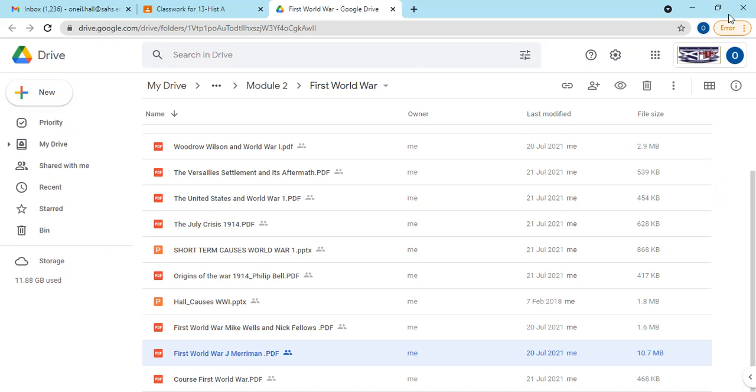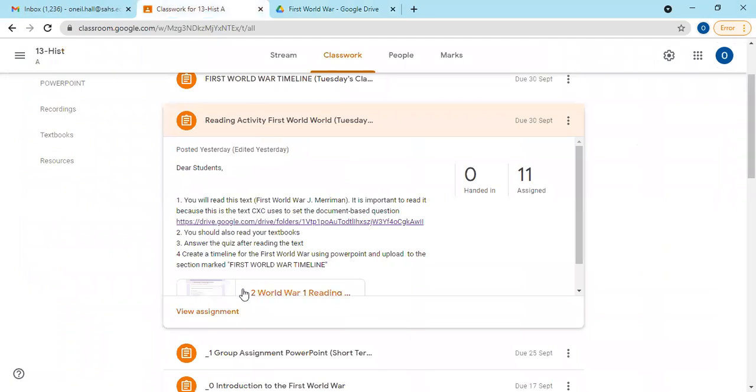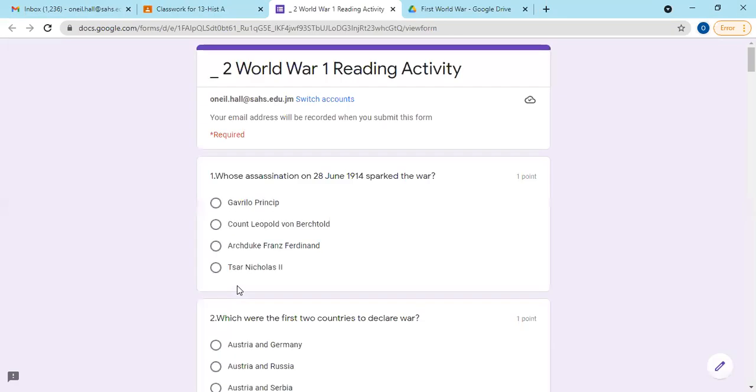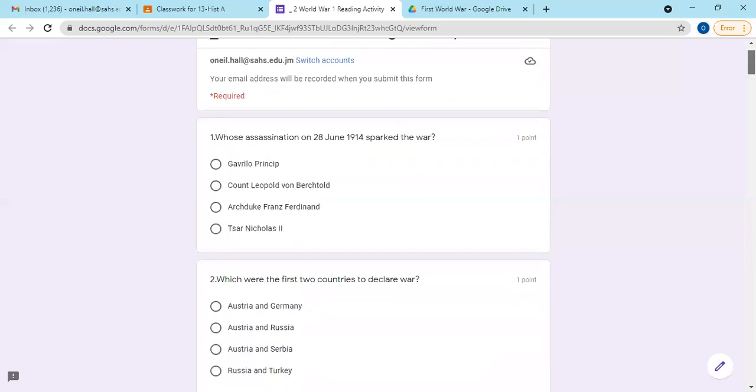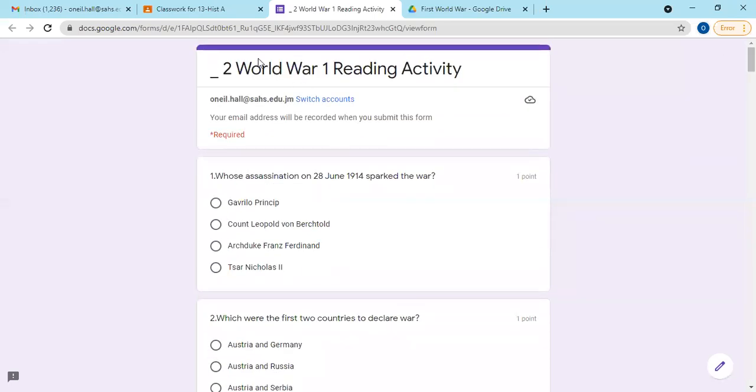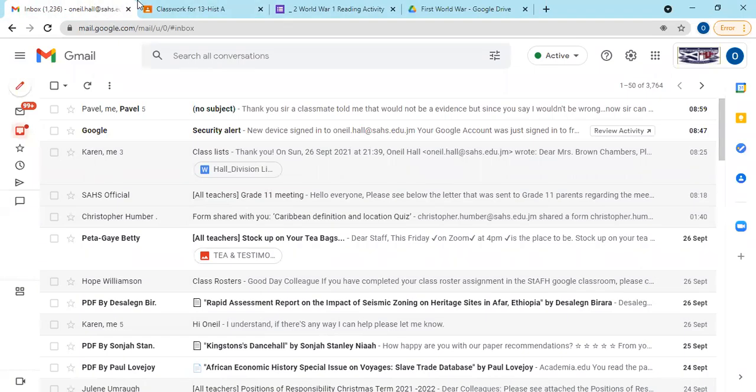After you finish reading that chapter on Tuesday, the next thing is that you're going to open the quiz and answer the questions on the quiz. The quiz has 19 questions. So you have two activities on Tuesday: the timeline, and then the reading. In fact, I believe you should read first before you submit the timeline. So do the first activity and then the next one. That is for Tuesday's class.